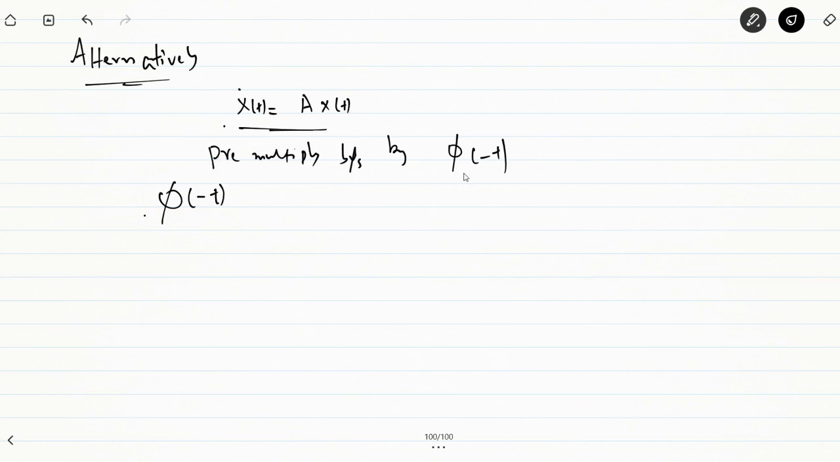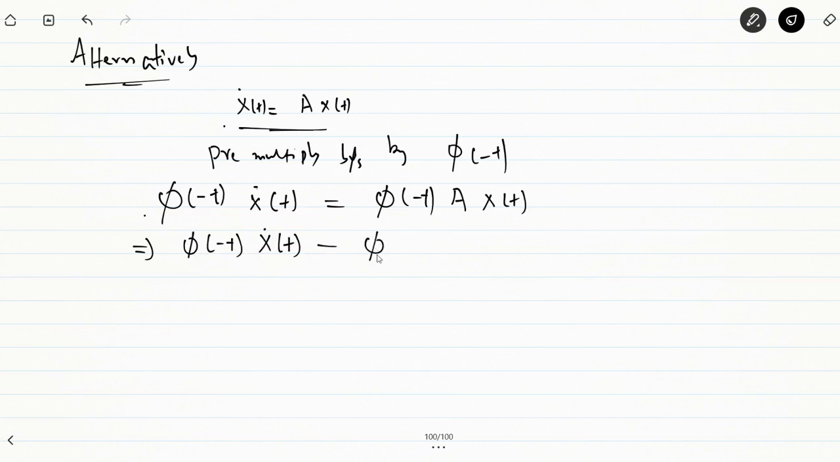So pre-multiply both sides by phi of minus t. Phi of minus t into x dot t is equal to phi of minus t a x t. Fine. Which implies phi of minus t x dot t minus phi of minus t a x t is equal to 0. I have taken this on the left hand side.